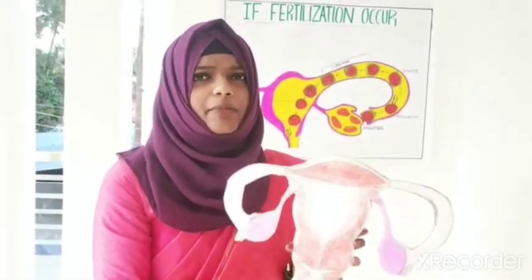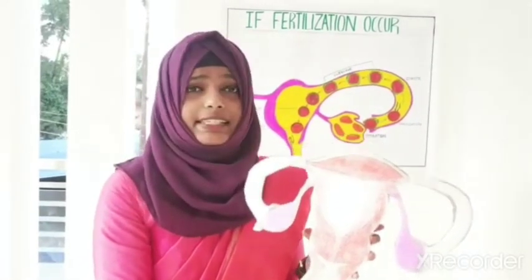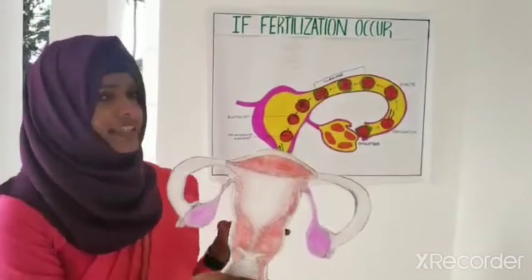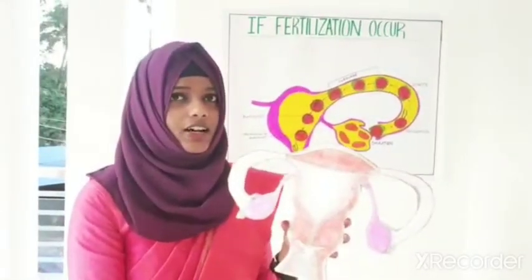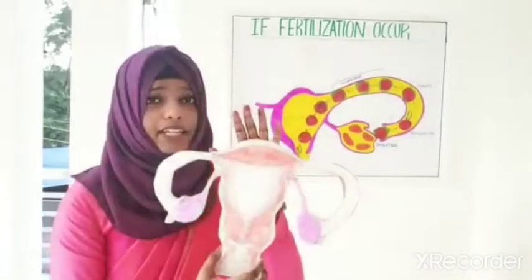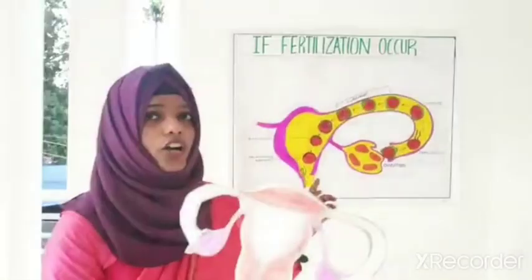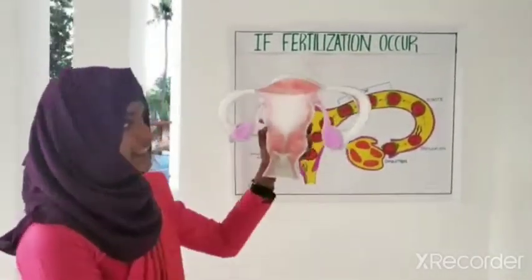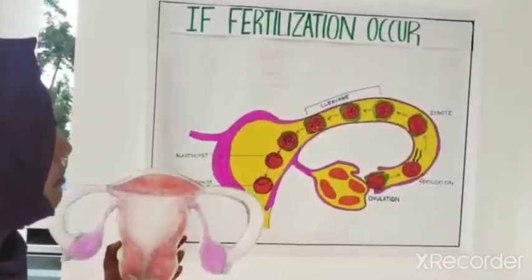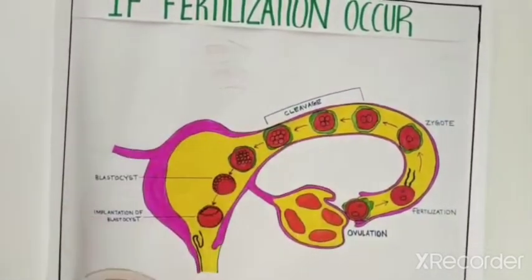Every month, around 7 days, I think, the menstruation cycle will occur, and if fertilization occurs, there is no menstruation cycle. Okay, so I hope you understand what happens if fertilization fails and what will happen if fertilization occurs. Here you can see, this is the female reproductive system. Here you can see only half part of the female reproductive system. I showed this through the chart.